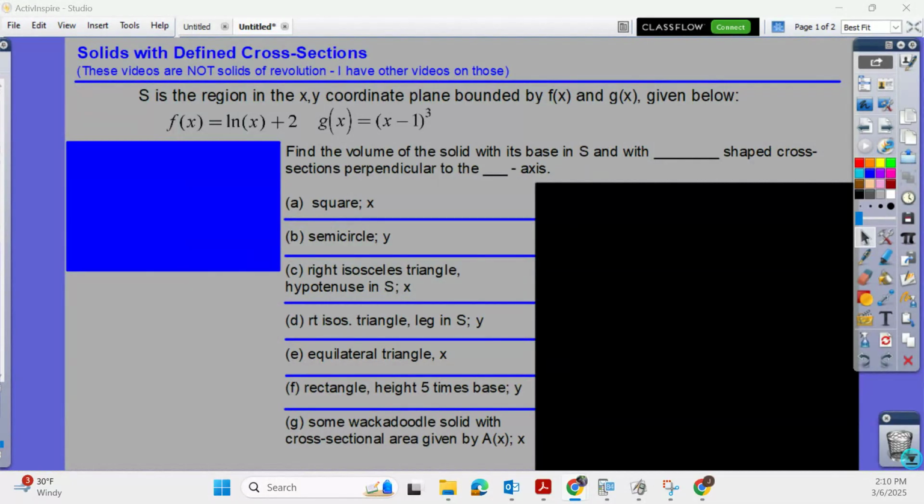I had a series of 5 videos looking at a region that we revolved every which way to make solids of revolution. This is going to be the other types of solids that we do in AP Calc, both AB and BC, solids where you have a region in the plane and you have certain shaped cross sections perpendicular to one axis or the other. And that's what we're going to focus on today.